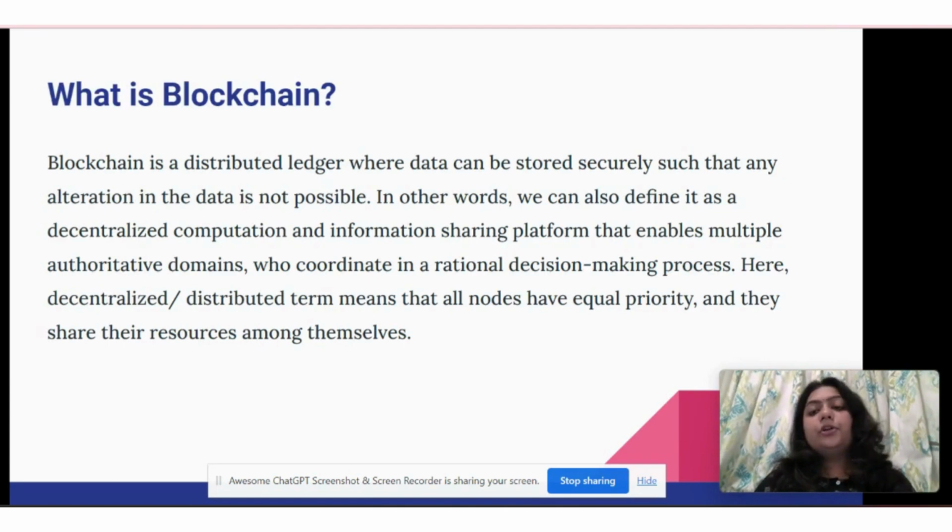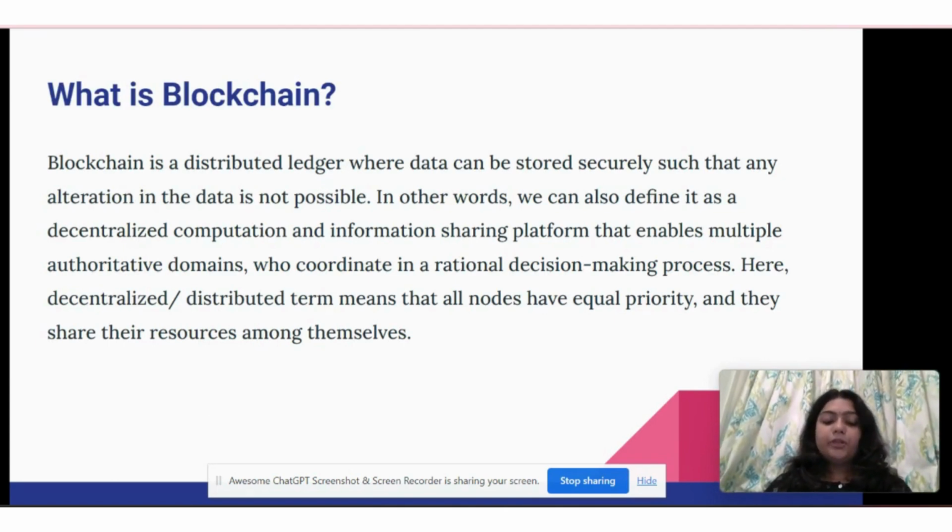So, before going to the topic, let us understand what a blockchain is. A blockchain is a distributed, decentralized, and tamper-proof network which works on consensus protocol. Consensus protocol is like an agreement where all the nodes or all the stakeholders come to a decision of either making a transaction or not.